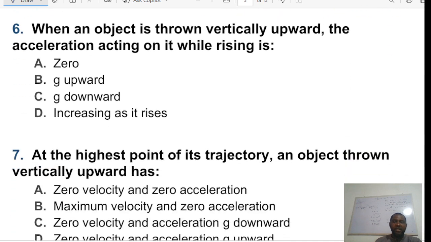Now, the next one says, when an object is thrown vertically upward, the acceleration acting on it while rising is g. Acceleration is constant, right? But the acceleration always acts downwards.